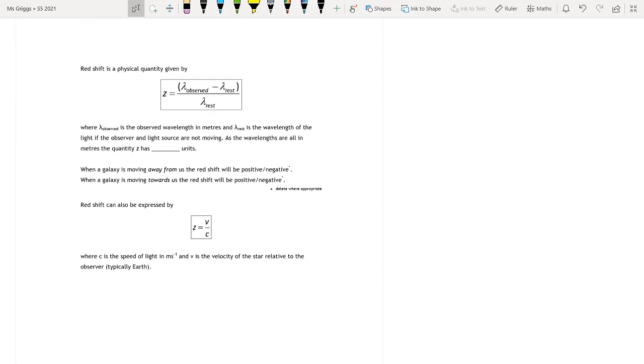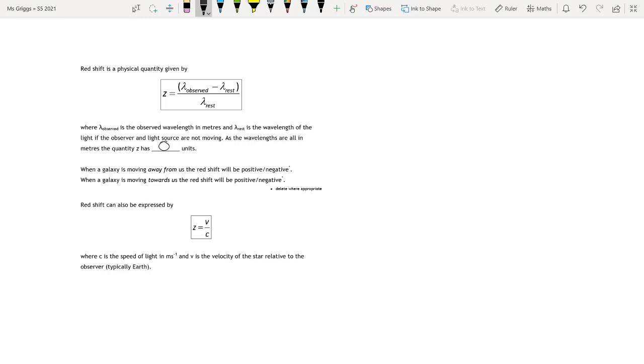So redshift, given by Z, is the observed wavelength, take away the wavelength at rest, divided by the wavelength at rest. And by wavelength at rest, we mean one that's measured in a lab or measured on Earth without moving. And the observed wavelength is the one that's coming from something that is moving. So where lambda observed is the observed wavelength in meters, and lambda rest is the wavelength of the light if the observer and light source are not moving. As the wavelengths are all in meters, that means there's meters at the top, meters at the bottom. They cancel out, so Z has no units.